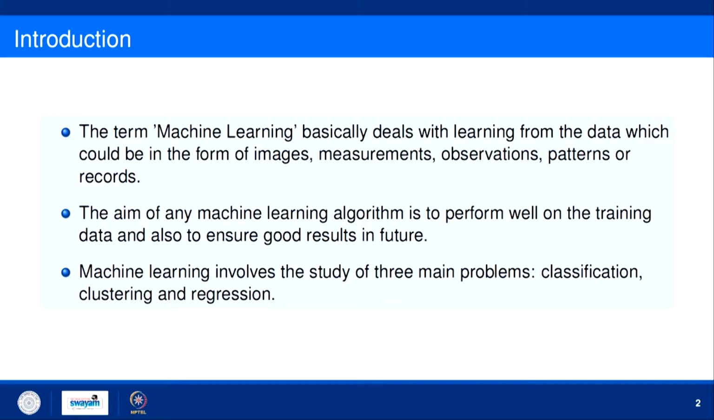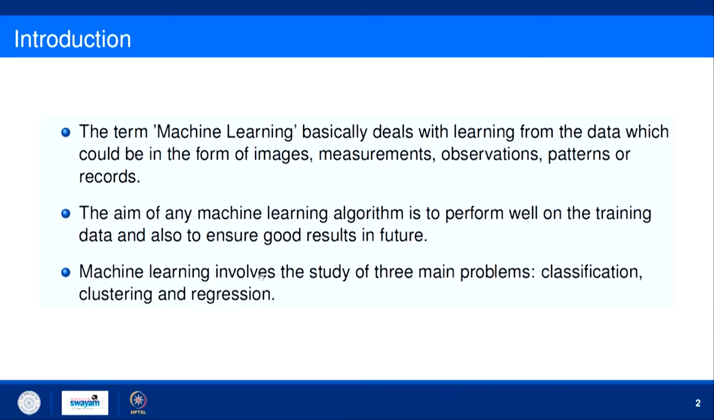Now what is the aim of any machine learning? The aim of any machine learning algorithm is to perform well on the training data and also to ensure good results in future. Whatever training data we choose, the machine learning algorithm should perform well on it and also ensure good results in future.